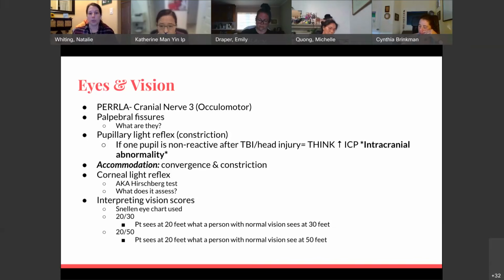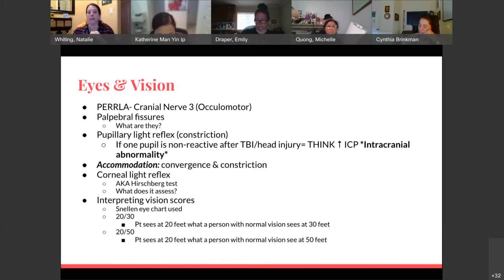Interpreting vision scores. So this throws people off and can be confusing. We use the Snellen eye chart. That's the one that has the top line, the big E, and then it goes down and the letters get smaller and smaller and smaller. And we have the patient read the smallest line that they could possibly read. 20/30 means that the patient sees at 20 feet what a person with normal vision can see at 30 feet. 20/50 means a patient sees at 20 feet what a normal person can see at 50 feet.